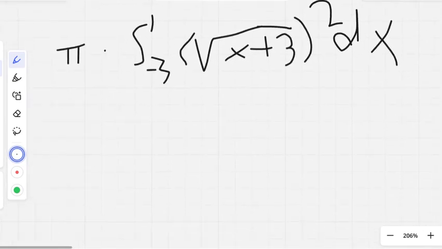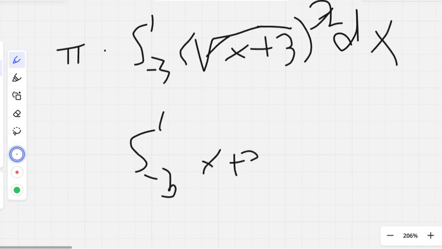So now let's simplify this integral. Pi will stay; we'll carry that down to the end. The square root and squared are inverses and cancel, so we end up with the integral from negative 3 to 1 of x plus 3 dx, which is a much simpler, easier integral to do, times pi still.